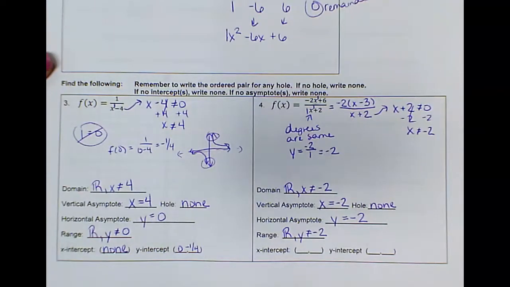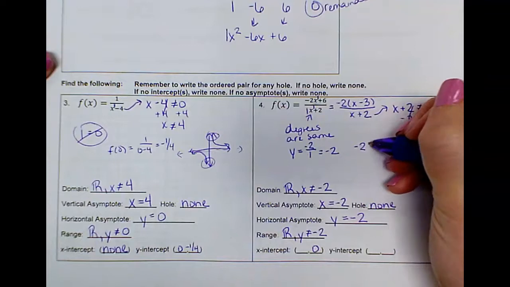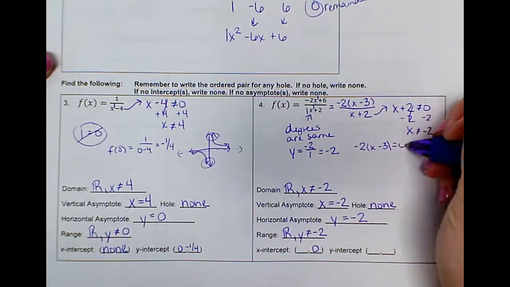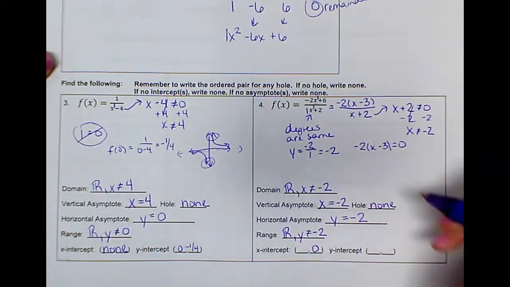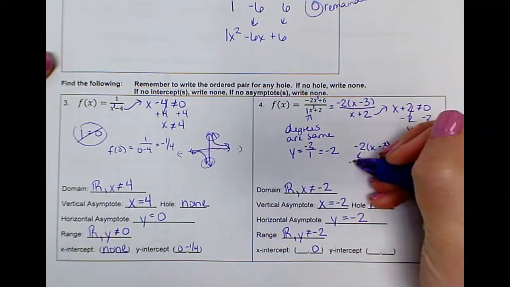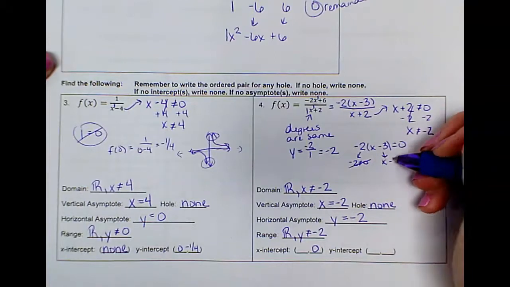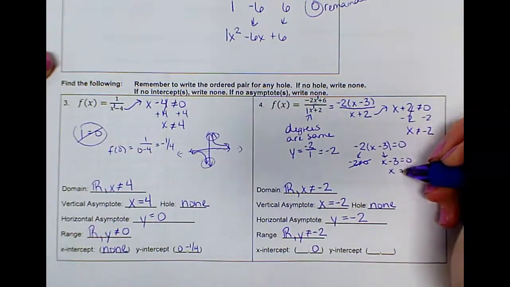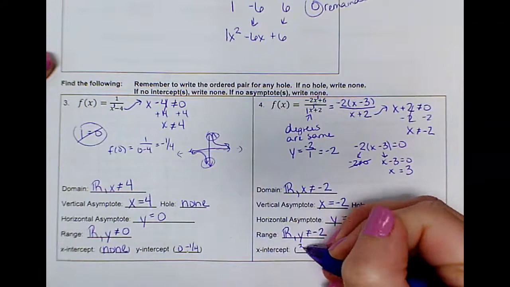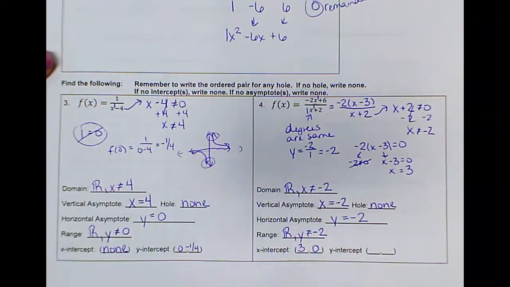For the x-intercept, we want to set the numerator equal to 0. Truthfully, we want to set the function equal to 0, but we know that happens in a fraction when the numerator is 0. So if I set negative 2 times x minus 3 equal to 0, I just need to set each factor equal to 0 and solve. Well, negative 2 is not equal to 0. That gives me no information. But here, x minus 3 equals 0 gives me an x value of 3. So there's my x-intercept x value.